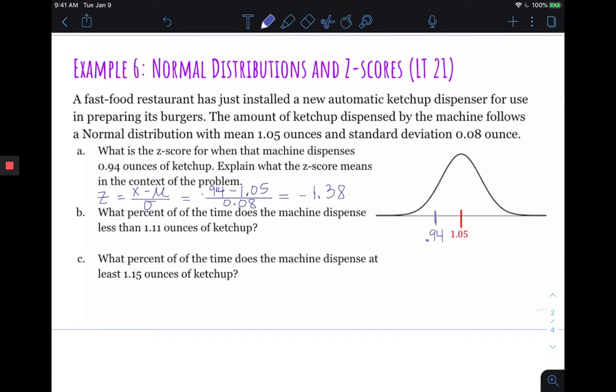So again, it's just asking for the z-score. You do not need to go to the table and get a percent or proportion or anything. It says, what is the z-score? That's the z-score, negative 1.38.